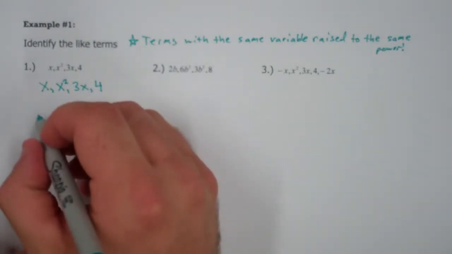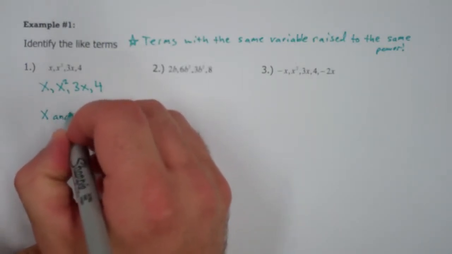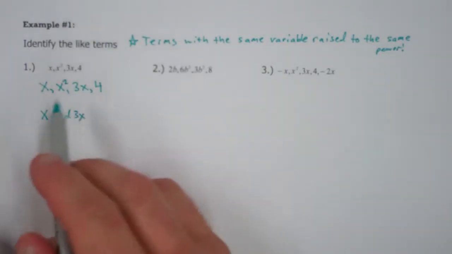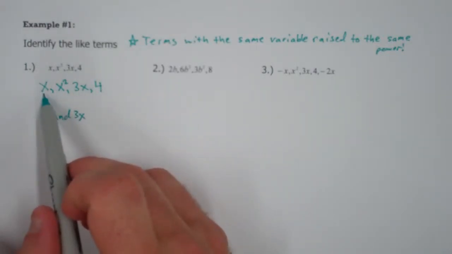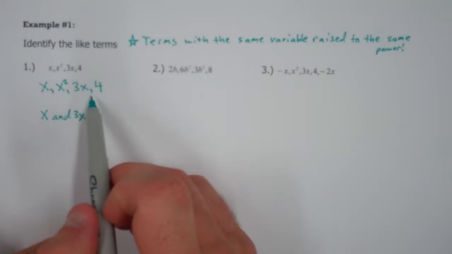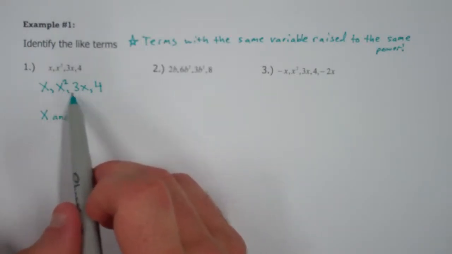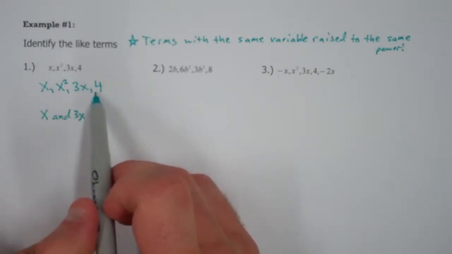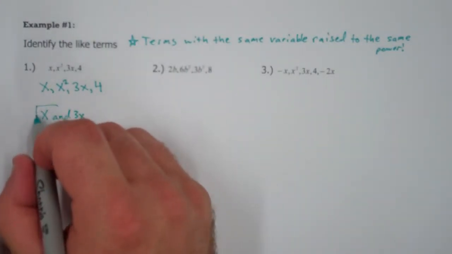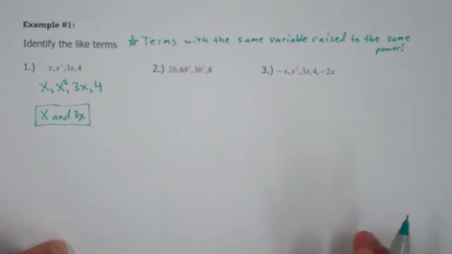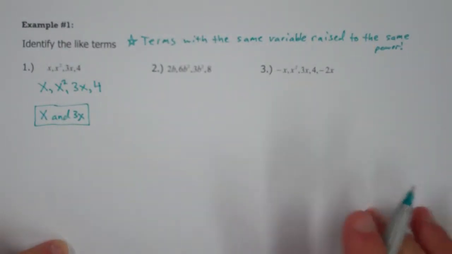So these are like terms. And x is not like 4. 4 is a constant, and this has a variable. And those are not like terms. X squared also doesn't have a friend in here. None of these other terms have an x squared in it. So we can say only that x and 3x are like terms.